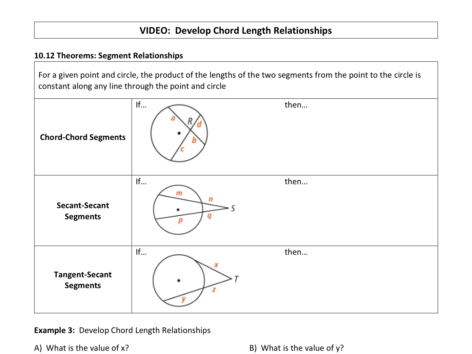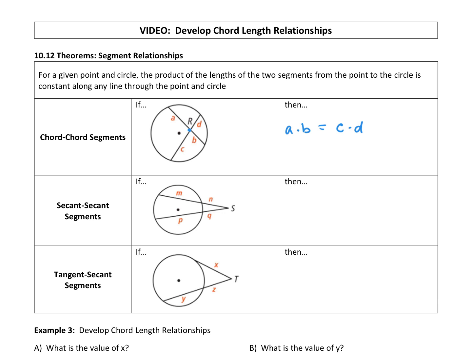So when you have chord segments, they're going to intersect like that. That point where they intersect in the middle kind of splits the segment. And we're going to say that A times B is equal to C times D. So essentially from the point, we went to the circle, we went to the circle, that product is equal to, go to the circle, go to the circle, that product.